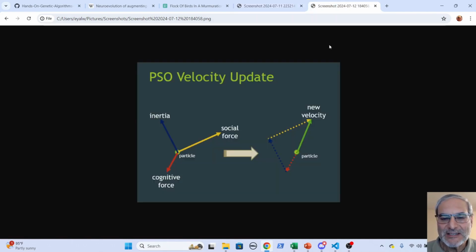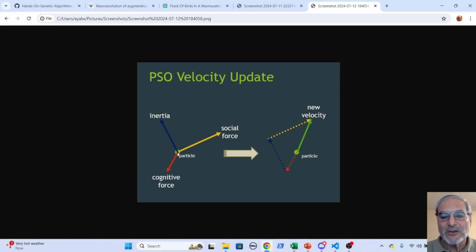So this is a visualization of that. If this is the particle which is in a particular location, the inertia, that vector which has a direction and a size, shows that direction that it was going and the speed that it was going in this direction. But to this we add the cognitive force, which means it remembers where is the best place that it's been so far, best meaning the minimum that it could find so far if we're looking for minimum.